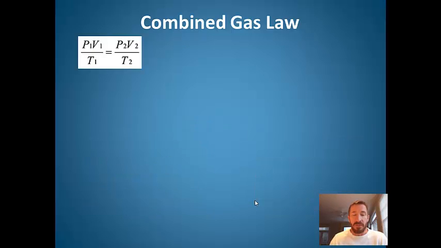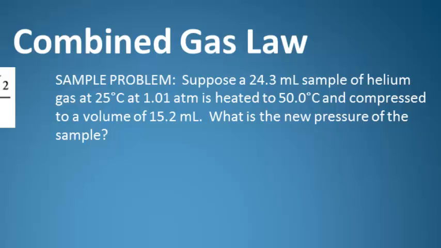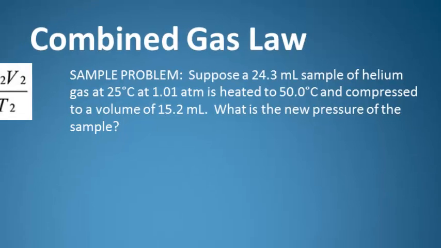So let's do a problem like this. In this sample problem, we take a 24.3 milliliter sample of helium gas at 25 degrees Celsius and 1.01 atmospheres, and it is heated to 50 degrees Celsius and compressed to a volume of 15.2 milliliters. What is the new pressure of the sample?